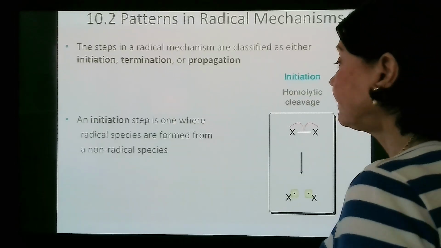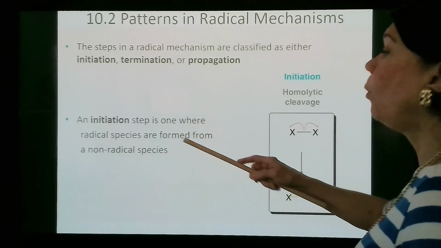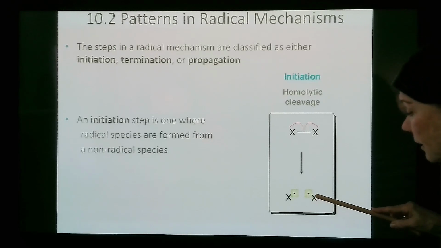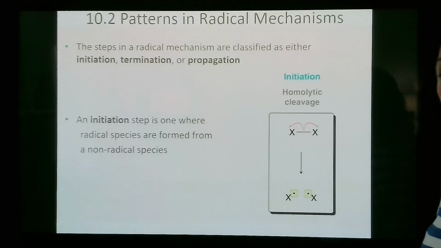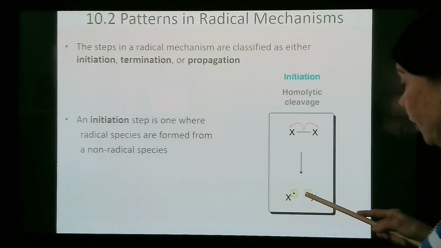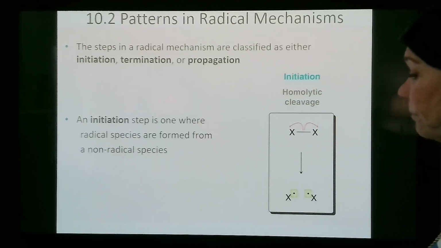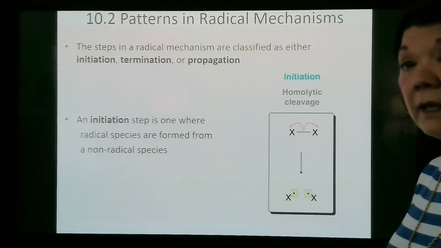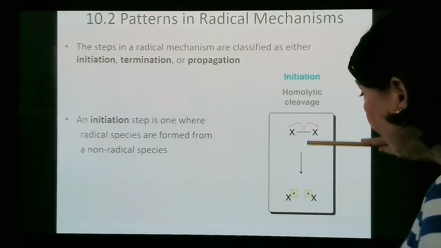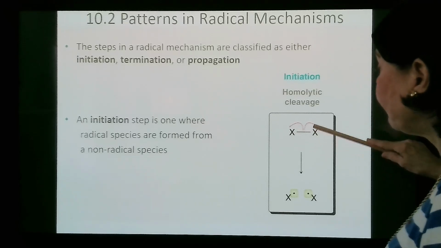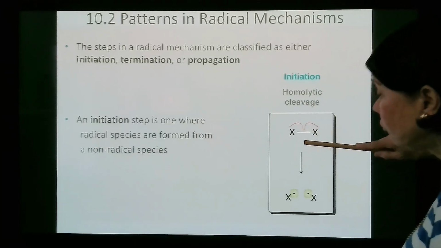So, an initiation step, like I said earlier, is the one where the radical species is generated. So you have to have a step that occurs at the beginning that generates the radical. And so that's going to be the homolytic bond cleavage. That is almost always the first step. You're going to have some sort of energy to cleave that bond, usually heat or light.